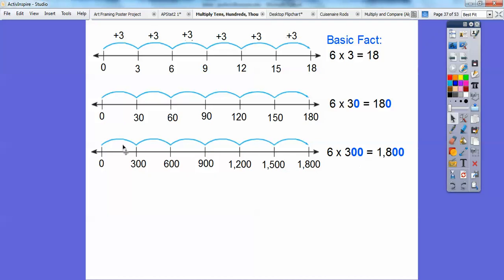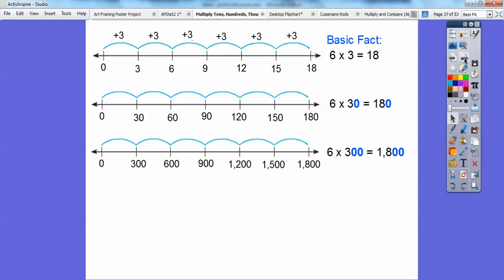And so you can just think of it as adding 300 plus 300 is 600, plus 300 is 900. So I'm just adding two zeros up here. Plus 300 is 1200, 1500, and 1800. Or you can just do 6 times 3 is 18 and add two zeros, okay?